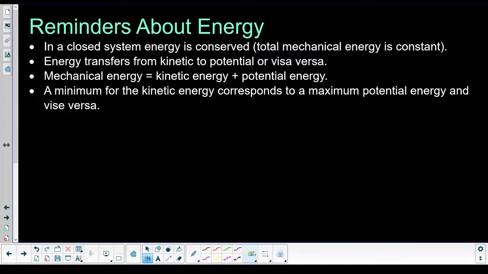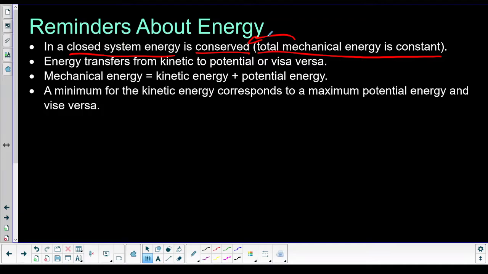So first of all, let's get a better color. What color do you guys want to look at? Red? Rojo. In a closed system, energy is conserved. This is like one of the most important energy principles you've ever principled in your whole life. Okay. The total mechanical energy is constant. This is a synonym for what I just said right there.